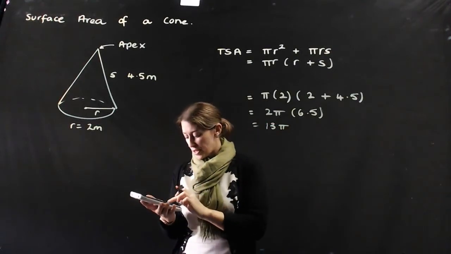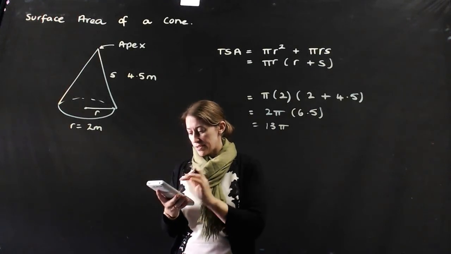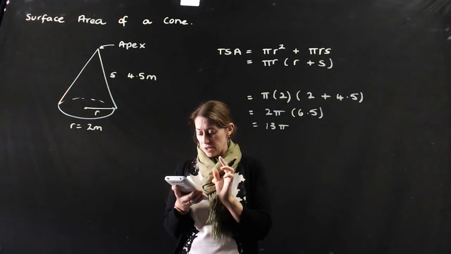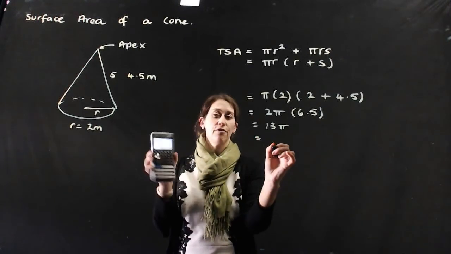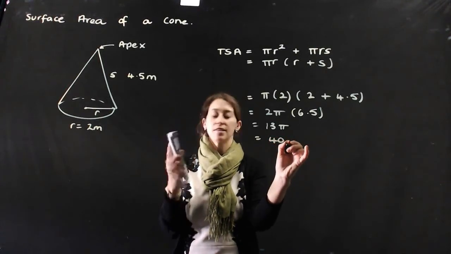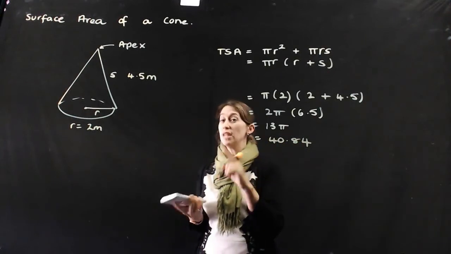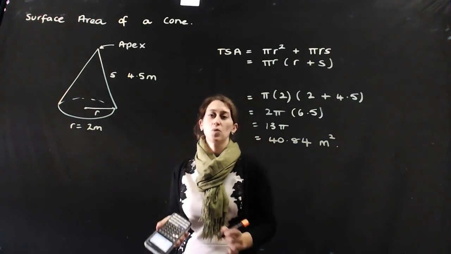Now, if I had to work out 13 pi, I don't want exact values, so I'll use the calculator. There we go, 40.84 correct to 2 decimal places. And of course, we're dealing with area here. These were both in meters, so the units would be meters squared.